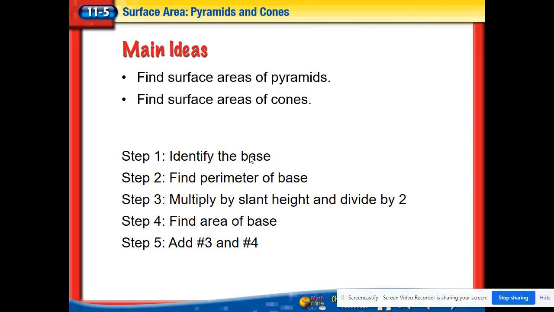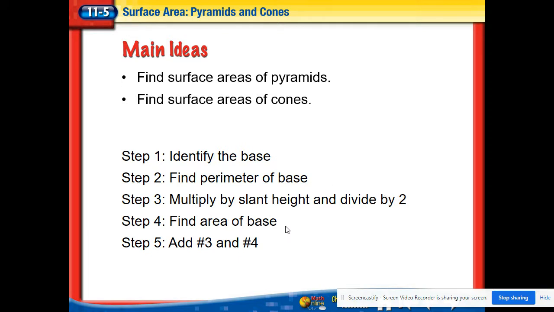Again, we still always want to identify the base because we're going to do a bunch of things with the base. We're going to find the perimeter of the base, multiply by the slant height, and divide by 2. There's always a divide by 2. I'll show you why in just a minute. It's because they're triangles, but I'll show you that they're triangles in just a minute. So that does the lateral area here.